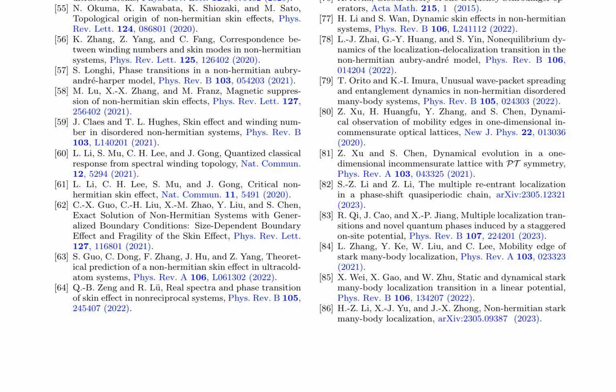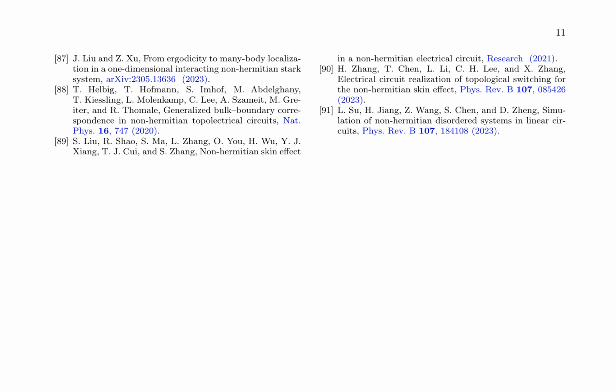Recent studies have sparked significant interest in non-Hermitian systems, with various researchers exploring their properties and applications. For instance, Liu and Xu investigated ergodicity and many-body localization in a unidimensional interacting non-Hermitian Stark system, highlighting the importance of these effects in understanding quantum phenomena. Similarly, Helbig et al. demonstrated the relevance of non-Hermitian effects in topological systems, showcasing generalized bulk boundary correspondence in non-Hermitian topoelectrical circuits. Experimental realizations of non-Hermitian skin effects have also been achieved in electrical circuits by Liu et al. and Jiang et al., showcasing the potential of non-Hermitian systems for novel device applications.